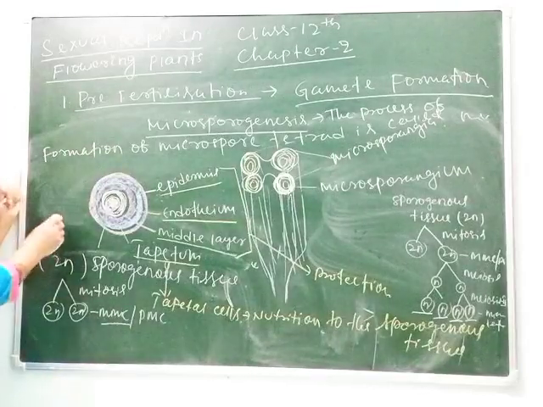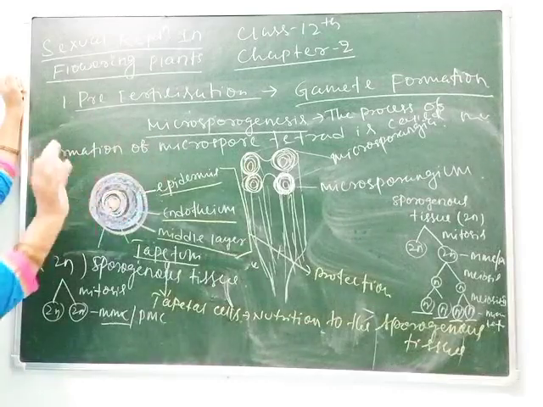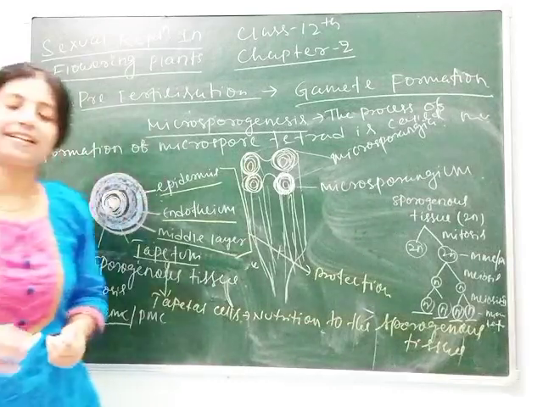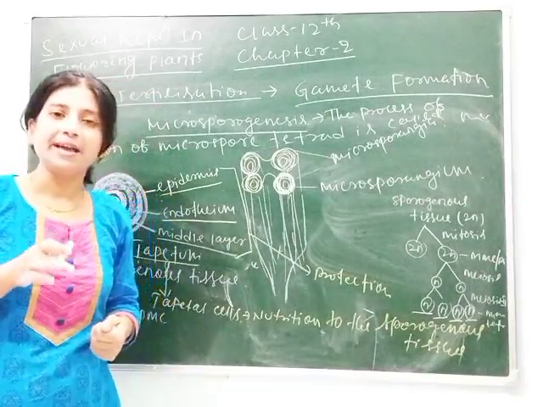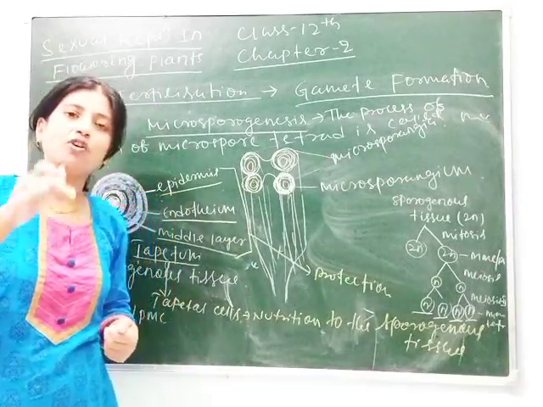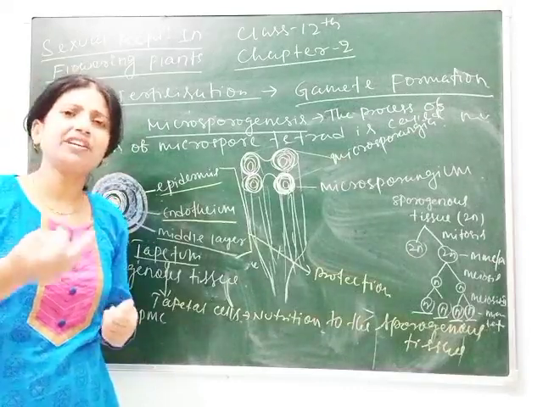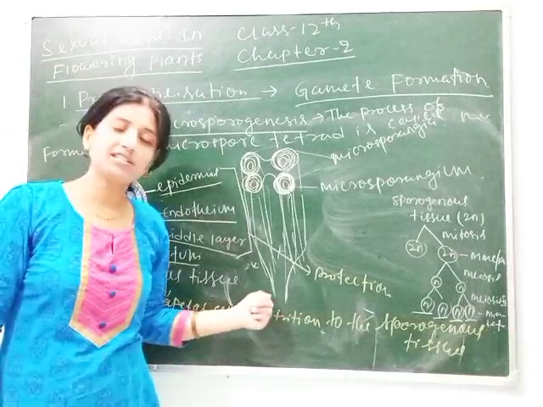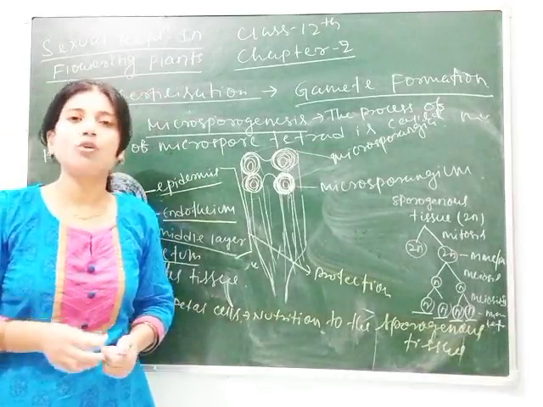For today this is all about microsporogenesis. As I have told you, it is the formation of microspore tetrad from MMC or PMC. MMC, microspore mother cell. PMC, pollen mother cell, whatever you want to call it. So students, this is all about microsporogenesis. In the next class, we will study about pollen grain.